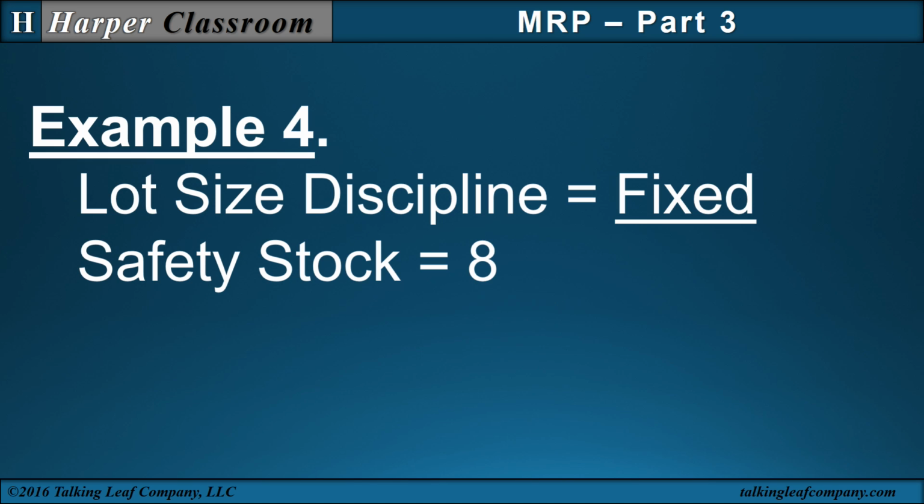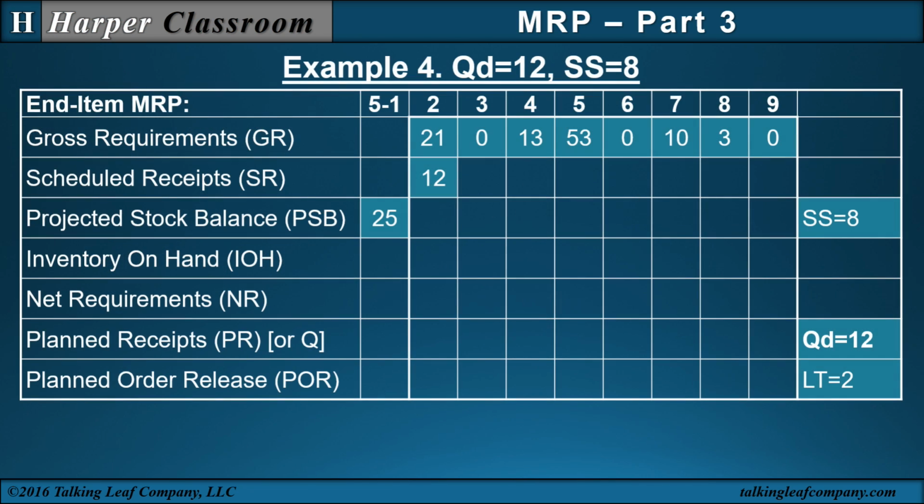Example 4, a fixed lot size discipline with a safety stock of 8. I copy all the input and I color code it, and so this will not change, with a safety stock of 8 and a fixed lot size discipline with a fixed number of 12. So the first time period, I copy down the projected stock balance, which is the same as the ending inventory for this time period. I copy it down as the inventory on hand, and the inventory on hand is the same as the beginning inventory for this time period.